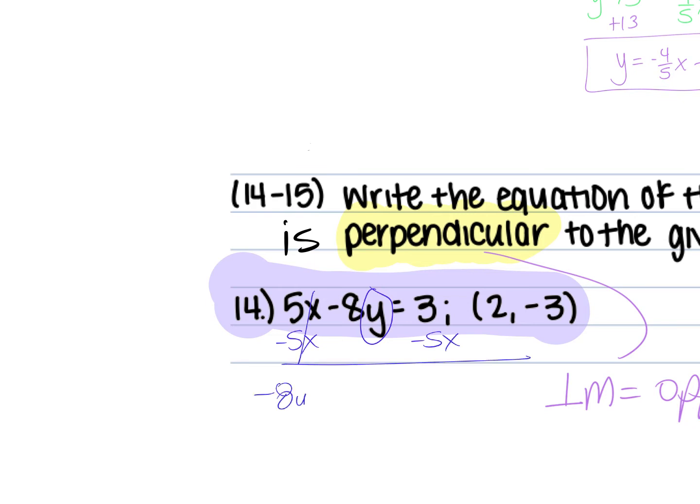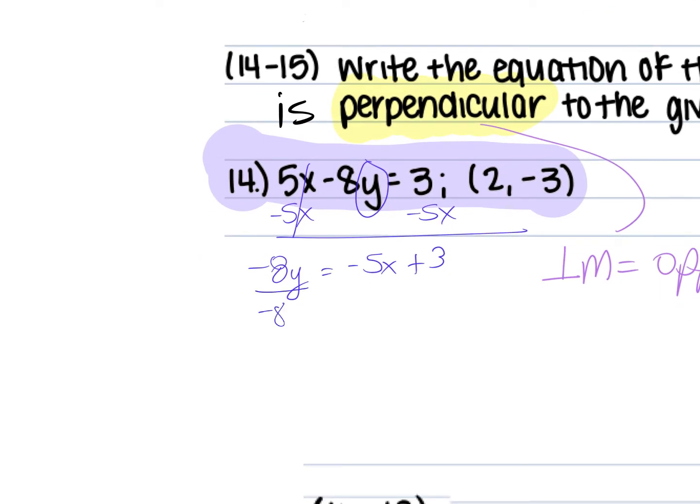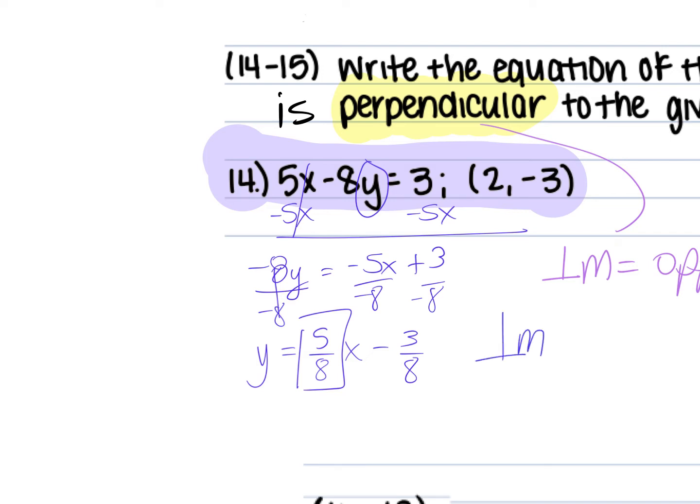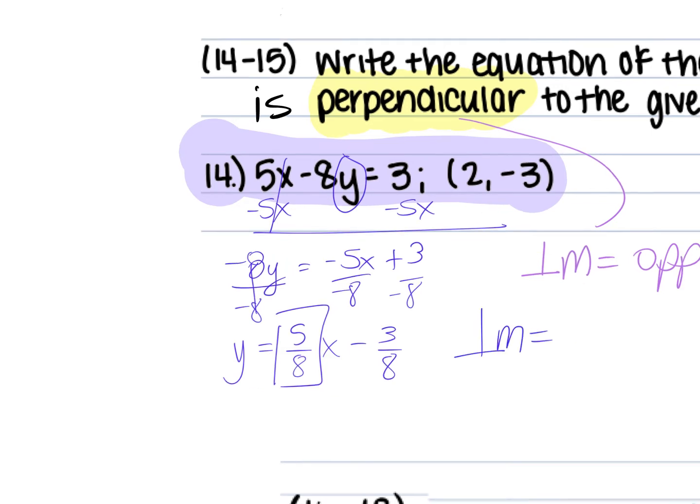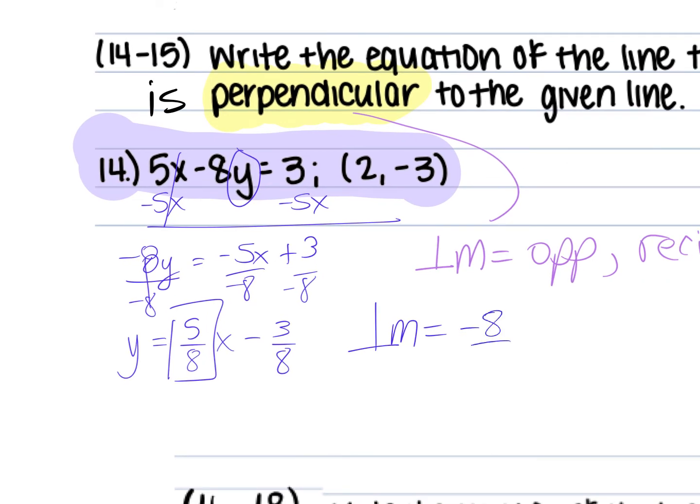So negative 8y equals negative 5x plus 3. And then I'm going to divide by negative 8. Everybody with me? So this becomes y equals, what's a negative divided by a negative? A positive. So you have 5 over 8x minus 3 over 8. This is the only thing I care about, is that positive 5/8. What is the perpendicular slope to positive 5/8? Negative 8 over 5. Good.